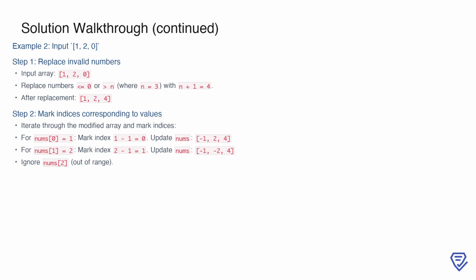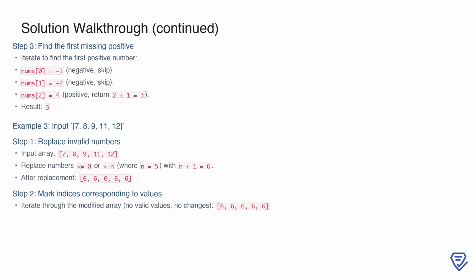Now, we move on to marking indices corresponding to the values in the array. For the value 1, we calculate the index as 1 minus 1 equals 0 and mark it by making the number at that index negative. This updates the array to -1, 2, 4. For the value 2, the index is 2 minus 1 equals 1, so we mark it, resulting in the array -1, -2, 4. The last value, 4, is out of range, so we ignore it. With the marking process complete, we are ready to identify the first missing positive number by scanning through the modified array.